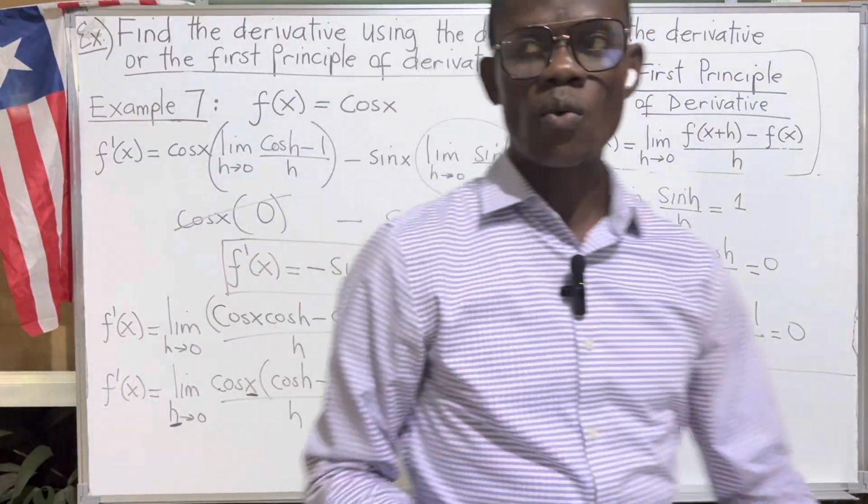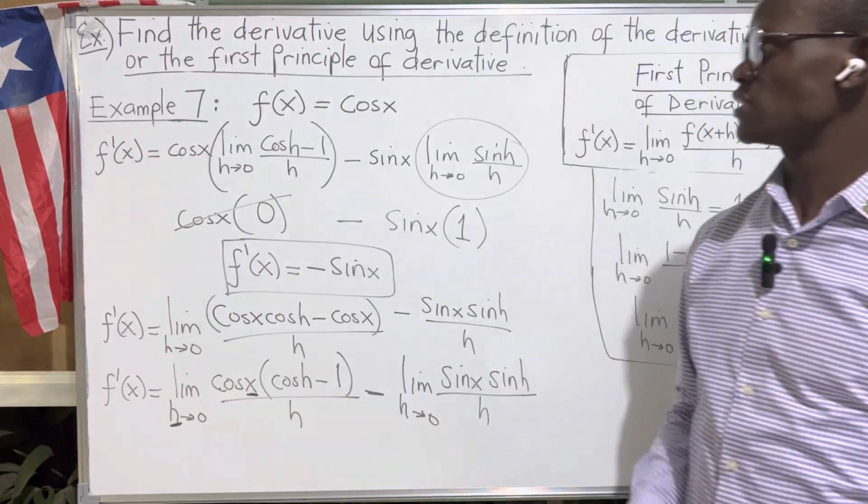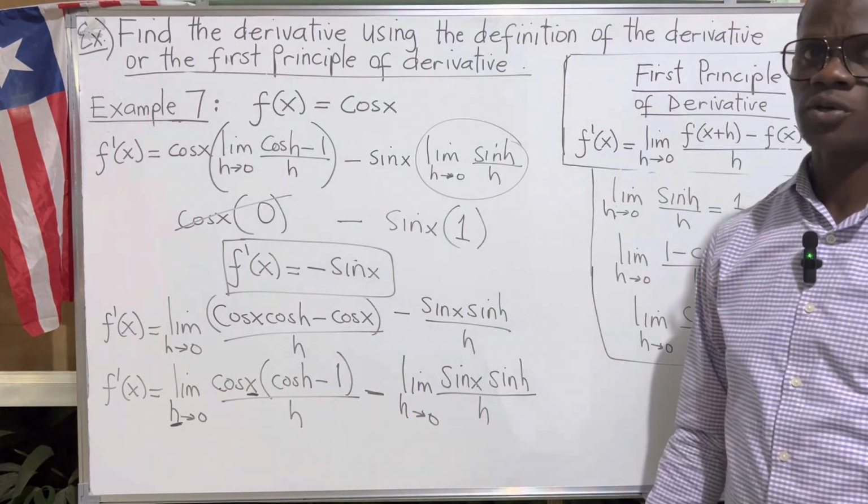So this is how we find the derivative of cos of x using the first principle of derivative.